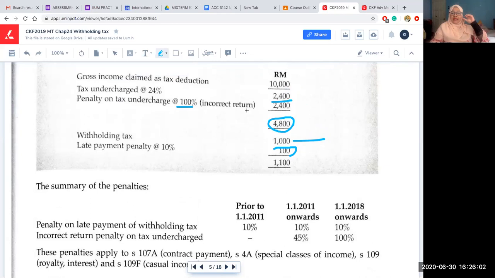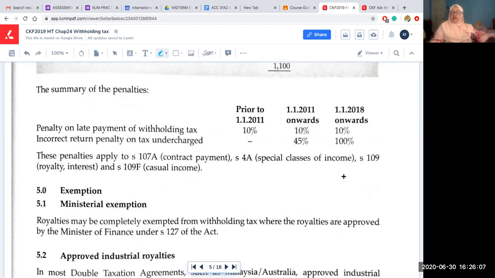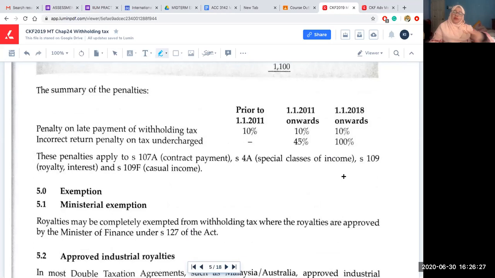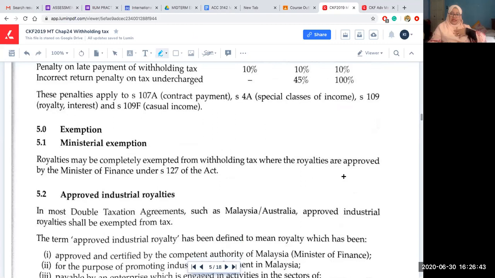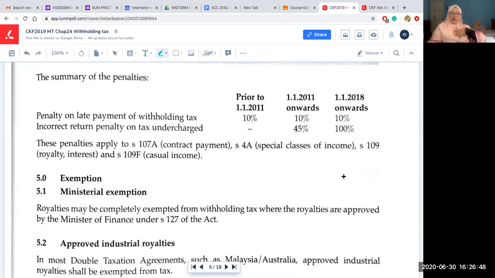This is very important because of the loss of revenue to the government if you do not comply. Remember that payments to expatriates and non-residents are not small. So if you do not comply, it is a lot of revenue loss to the government. The responsibility is on the payer, so if you do not comply, the penalty is on the payer. So why pay more, when it shouldn't be part of your business expenses? The penalty applies to contract payments, special class of income, royalty and casual income.